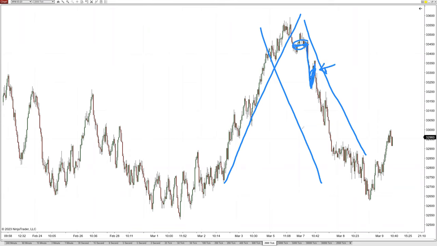So when we're counting waves, or when I'm counting waves, what I'm doing is I'm looking for zones of correction that are lasting about the same amount of time. So this here again is very comparable to the one here. So I'm starting my breakdown trend from here.